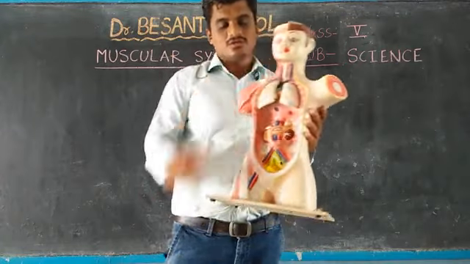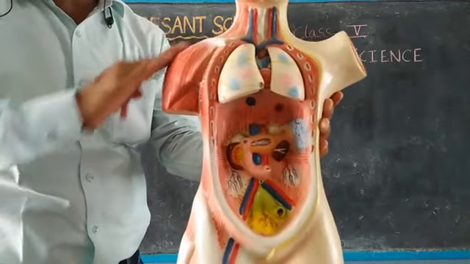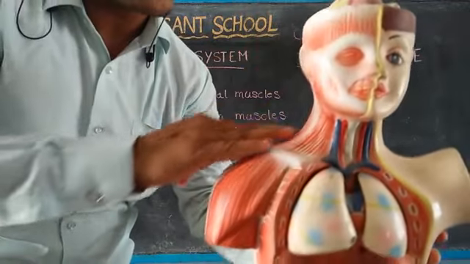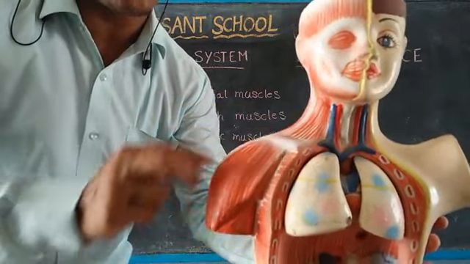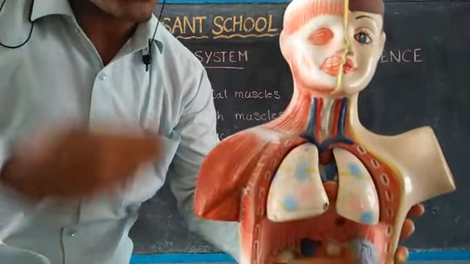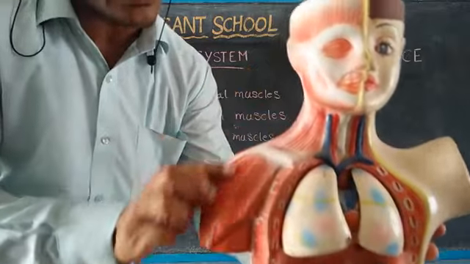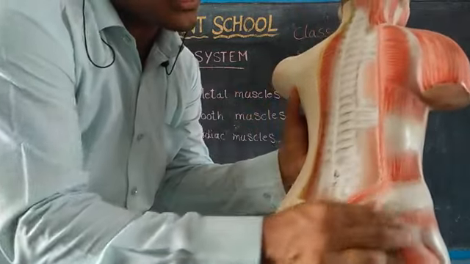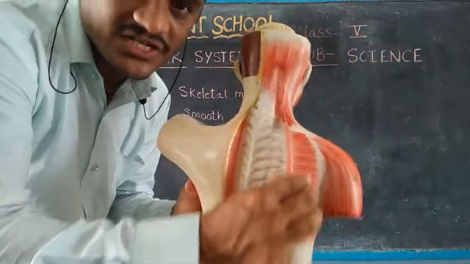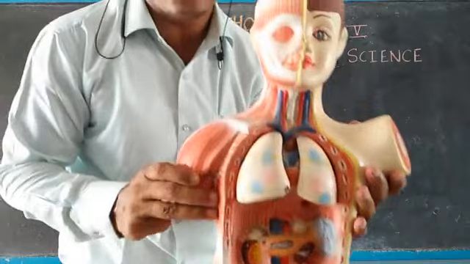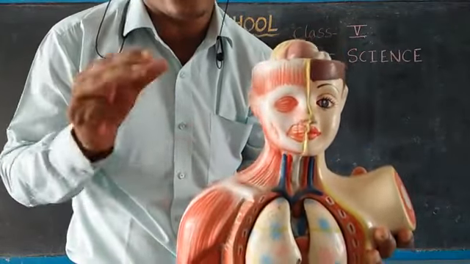See, this is a human model where you can observe red colored bands. These red colored bands are nothing but muscles, skeletal muscles. They are distributed throughout the body. You can see these muscles. Back also you can see the muscles. Skeletal muscles are the muscles which are directly attached to the bones. These skeletal muscles only help in the movement of hands, legs, etc.